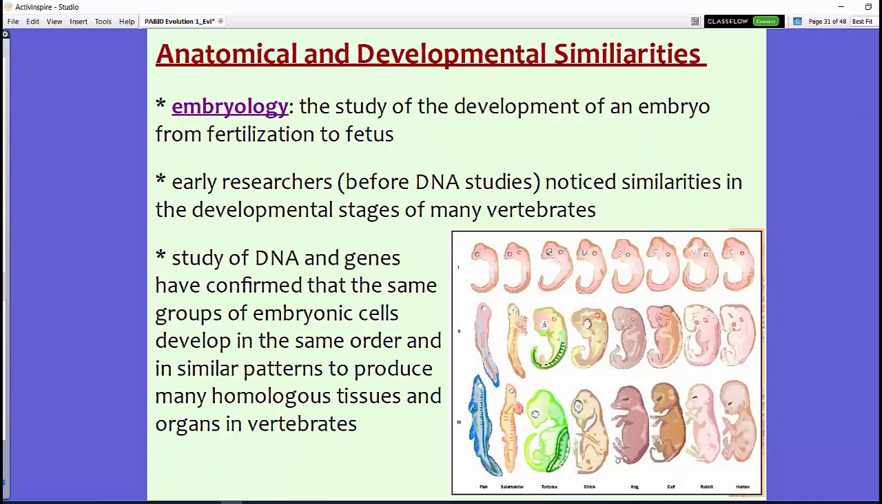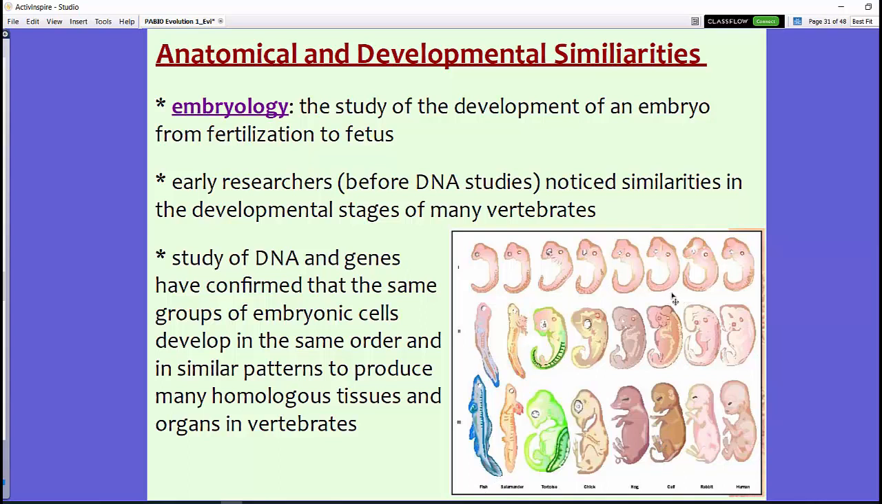Now, as I mentioned in that last slide, humans have a coccyx bone, which is that tailbone. Well, we don't have a tail anymore, but this is because when we were an embryo, we actually did have a tail. And there's a certain science where people study embryology. And this is the study of the development of an embryo from fertilization to fetus. And embryologists typically might study one type of animal or organism, or they might study a whole gamut of them and do evolutionary embryology.